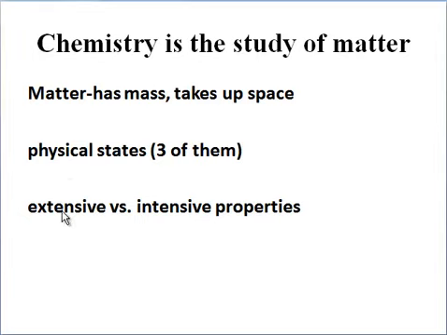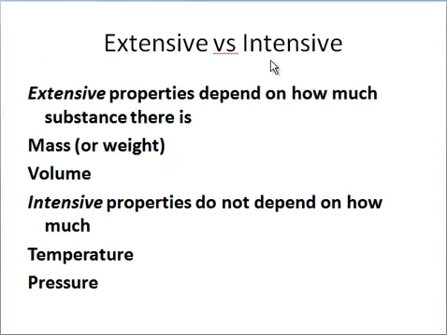Properties of matter can be grouped into two categories: extensive or intensive properties. An extensive property of matter is any property that depends on how much substance or matter there is. Examples of extensive properties are mass or weight and volume. Both of these increase as the amount of substance increases.